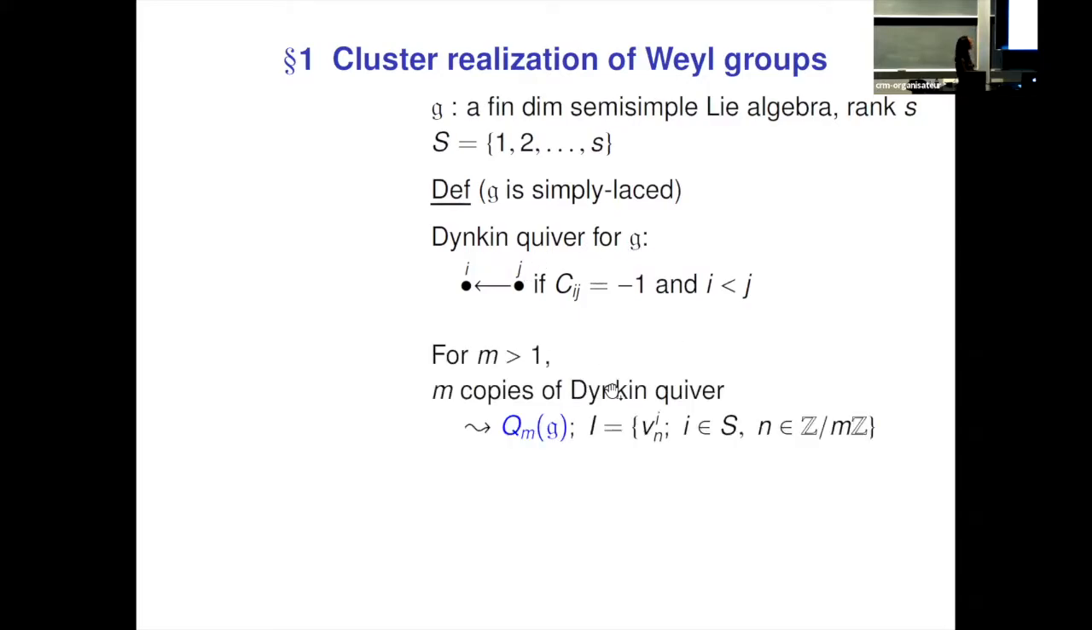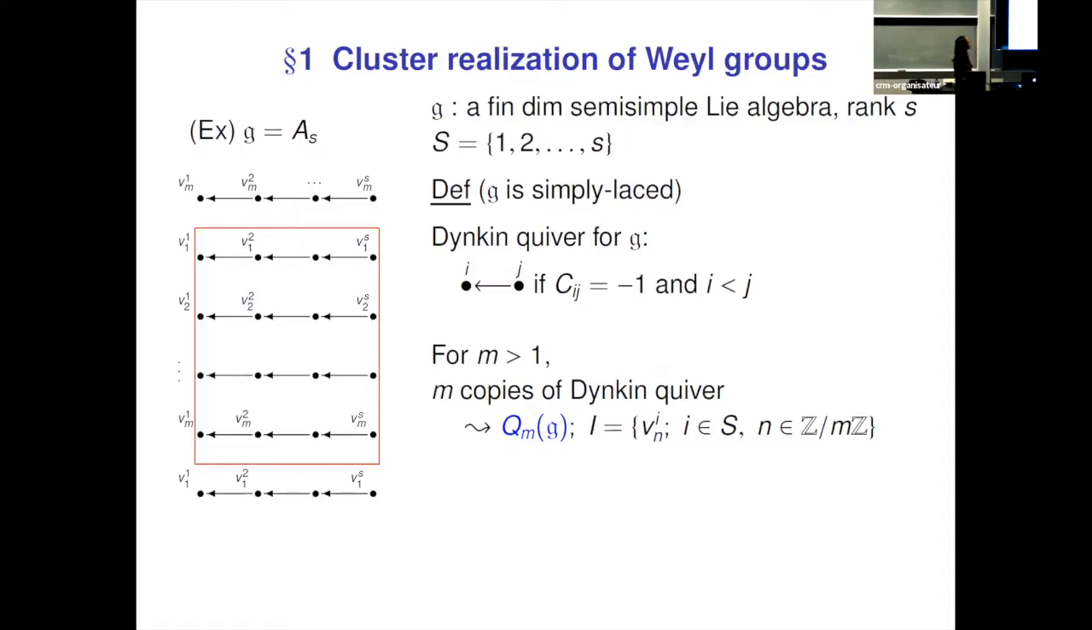So next, we fix an integer m bigger than 1, and we prepare m copies of the Dynkin quiver and assign them on the cylinder. Then by adding several vertices, we define the quiver Q_m^g. So it has an m periodicity in the direction of the cylinder, and its vertex set is given by (i, n), where i is in the rank set S, and n is an integer modulo m. So let's see an example.